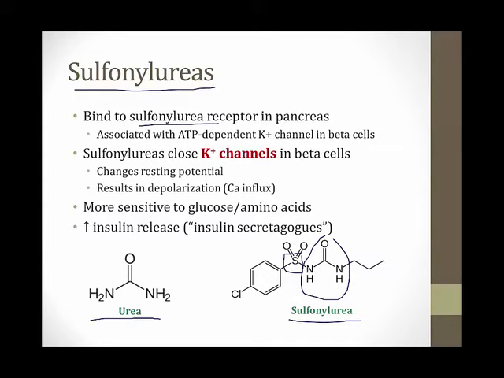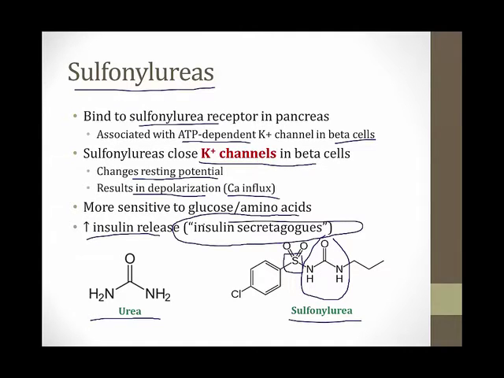This is a receptor that is associated with ATP-dependent potassium channels in the beta cells. When sulfonylurea drugs bind to this receptor, they close potassium channels in the beta cells. This traps potassium inside the cell and raises the resting potential. This makes it easier for the cell to depolarize, and it results in more depolarization, which leads to an influx of calcium and a release of insulin. This makes the beta cells more sensitive to glucose and amino acids, and it increases the amount of insulin release from the pancreas. Therefore, these drugs are often called insulin secretagogues.